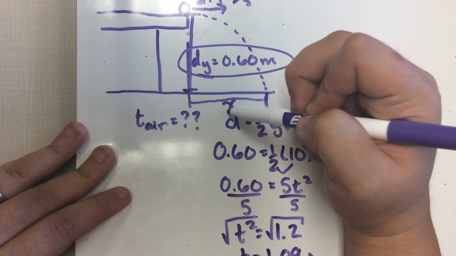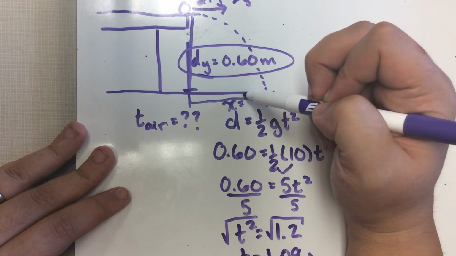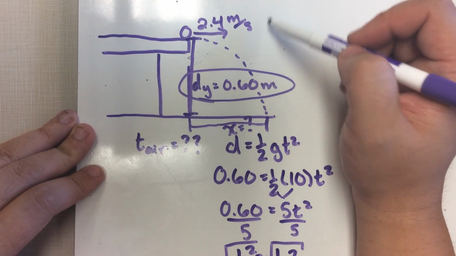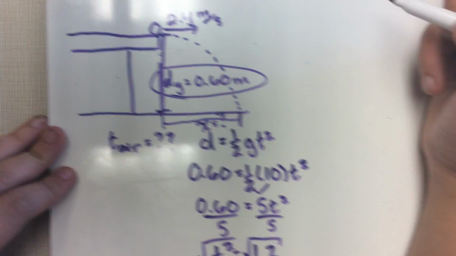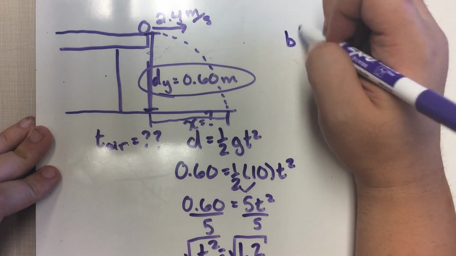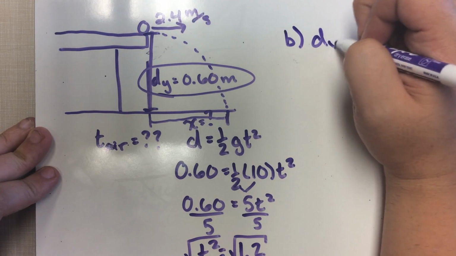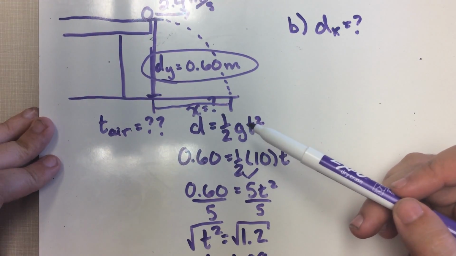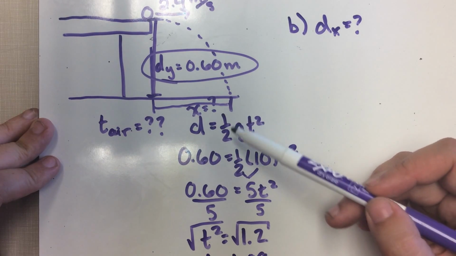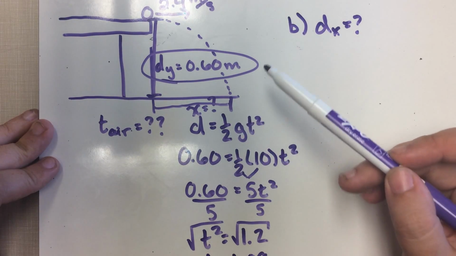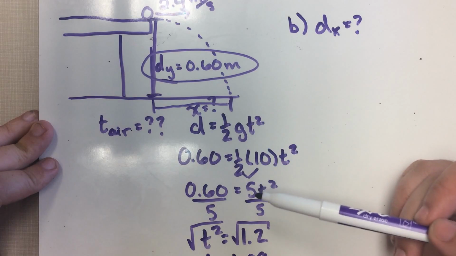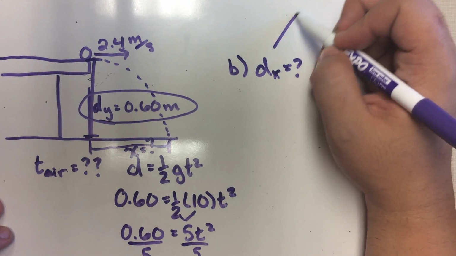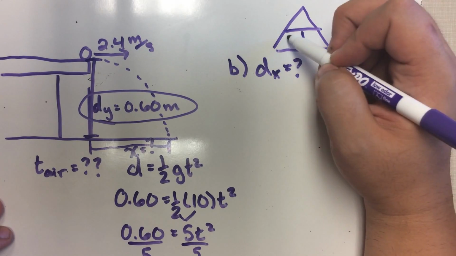The next part of the problem wants to find the range, or how far away from the edge of the table did it fall. For this, we now need to use the horizontal velocity. So for part B, we want to know how far does it go in the horizontal direction. We definitely do not want to use the same equation because this equation has g in it, which dictates a vertical motion. Instead, for the horizontal direction, we want to use the velocity triangle.